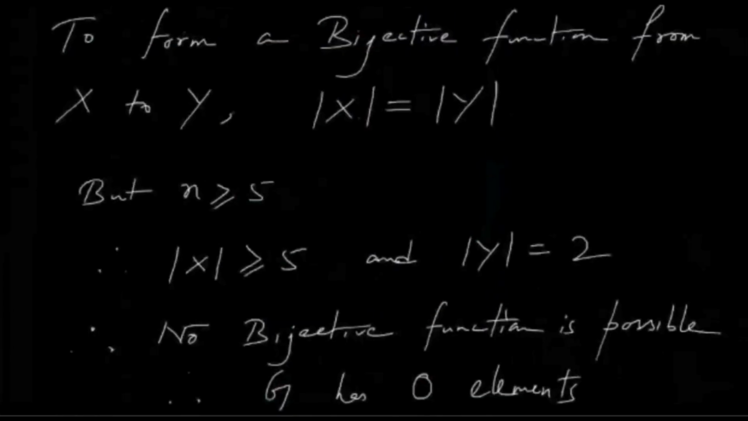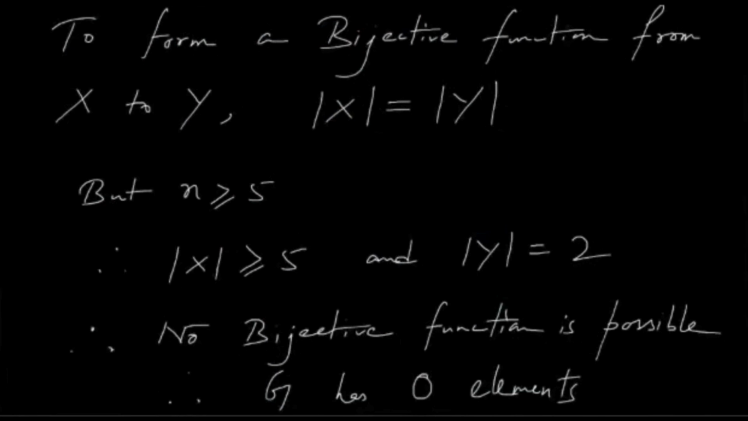And for G, to form a bijective function from X to Y, mod X must be equal to mod Y. That means the number of elements in the set X must be equal to the number of elements in the set Y. They must have the same cardinality. But here n is greater than or equal to 5, right? That means the number of elements in the set X is at least 5, whereas the number of elements in Y is only 2. So no bijective function is possible, so G has zero elements.